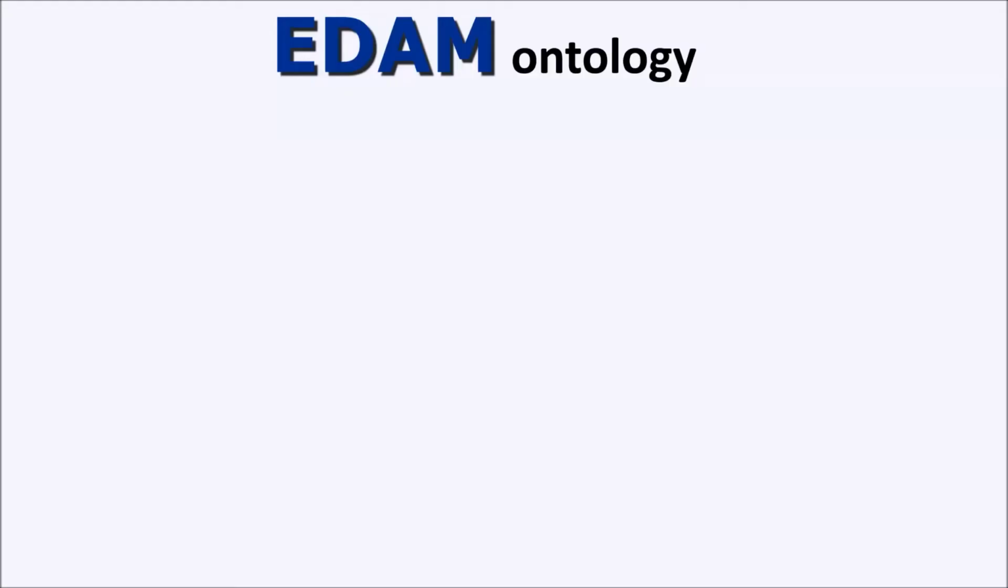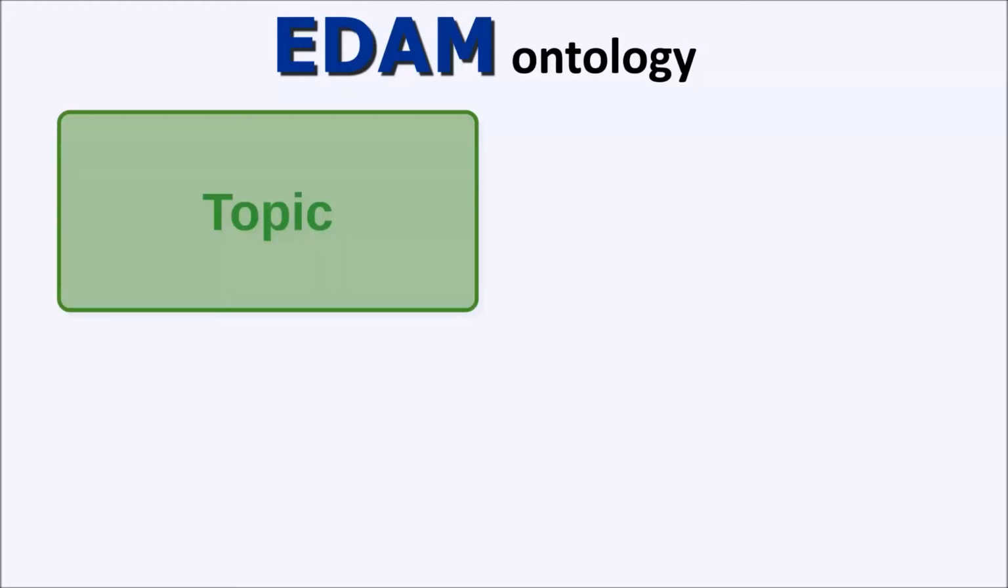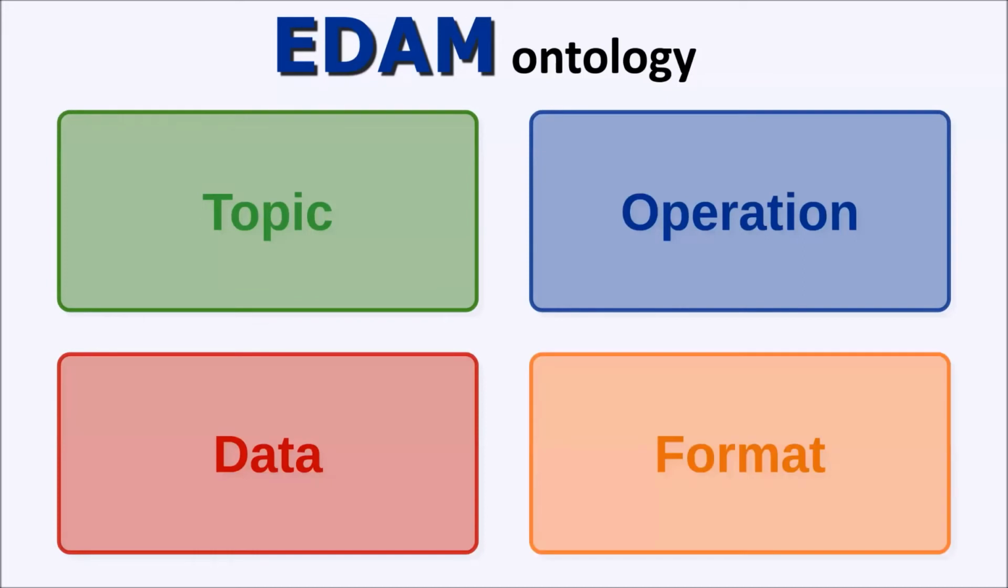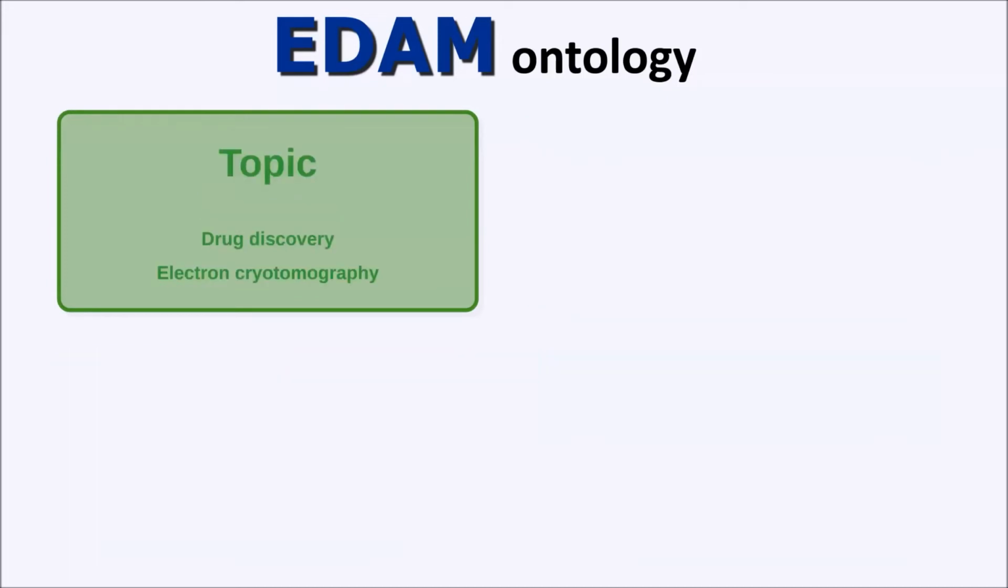Yeah, so EDAM ontology, what is it? It's a domain ontology of data analysis and research data management. It consists of 4 sections, including the topic, operation, data, and format. Now, more concretely, the topic section includes scientific and application domains, also some data acquisition techniques and some other key notions related to a research workflow as a whole. Examples could be drug discovery or electron cryotomography.